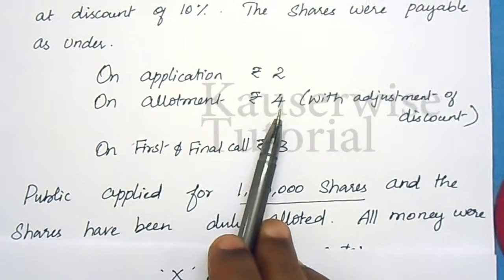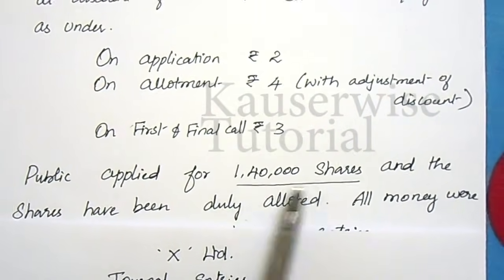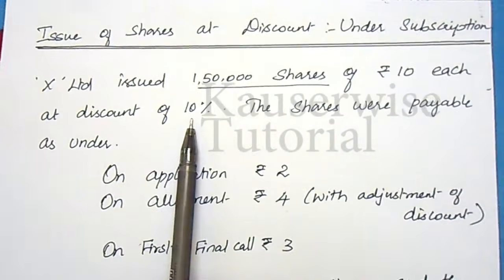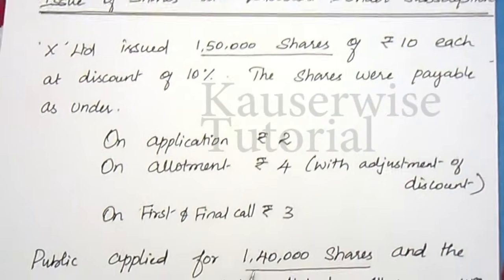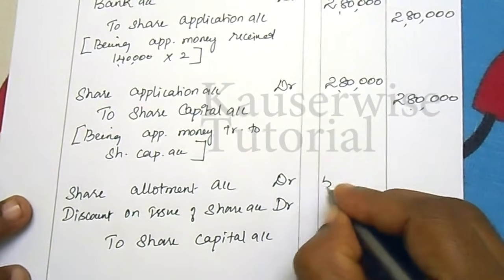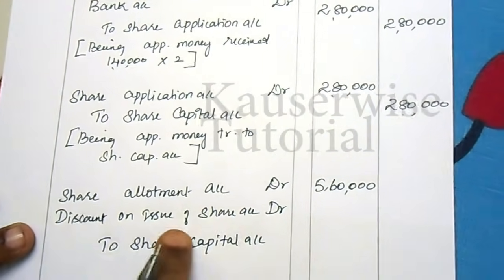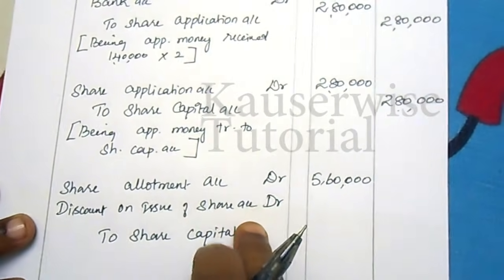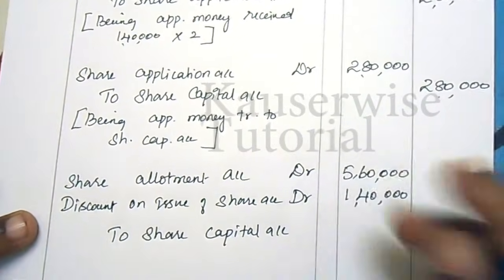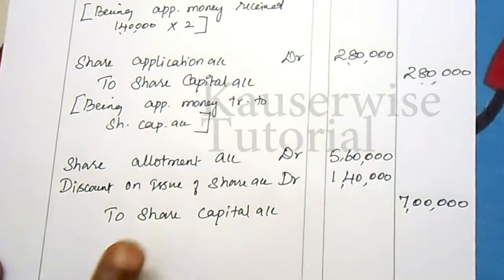Allotment money 4 rupees. Here you have to mention that 1 rupee. How many applications were subscribed by the public? 1,40,000. So 1,40,000 into 4 rupees is 5,60,000, allotment money due. And discount on issue of shares, how much? 1 rupee, so 1 rupee into 1,40,000 is 1,40,000. Total 7 lakhs. This is the due entry.